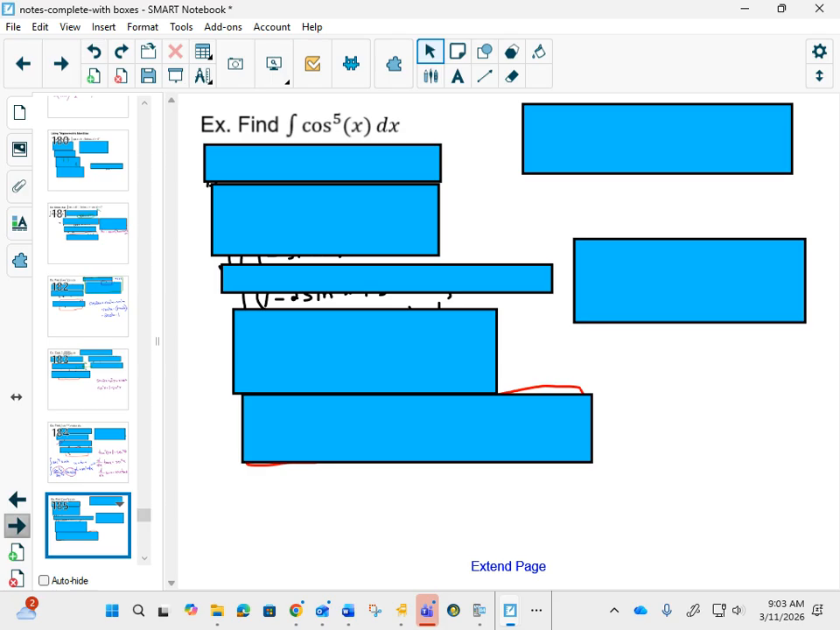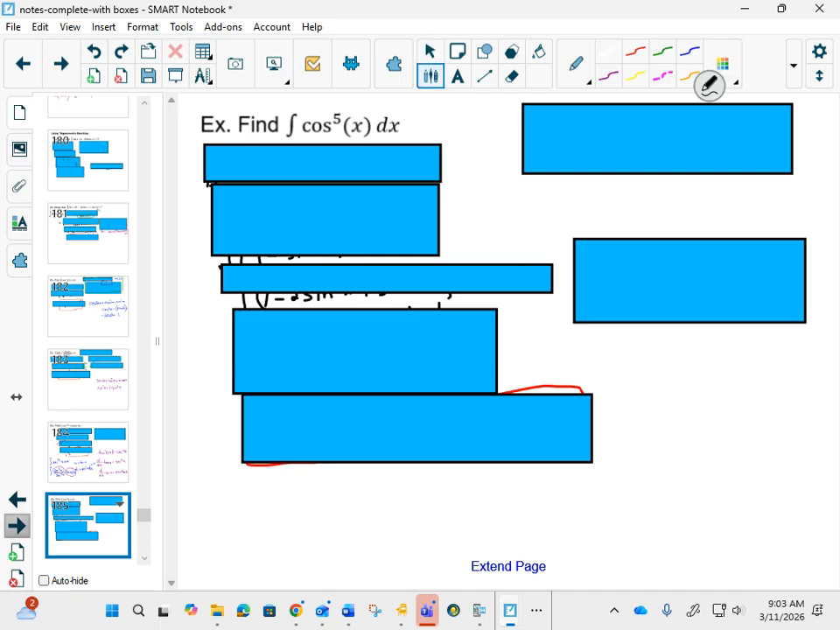Cos to the 5x. And if you like, you can look on YouTube. There's people that say if it's an odd power, you should do this strategy. If it's an even power, you should do this strategy. But right now, we're just going to use the idea of, okay, what strategies do I know? What identities do I know?